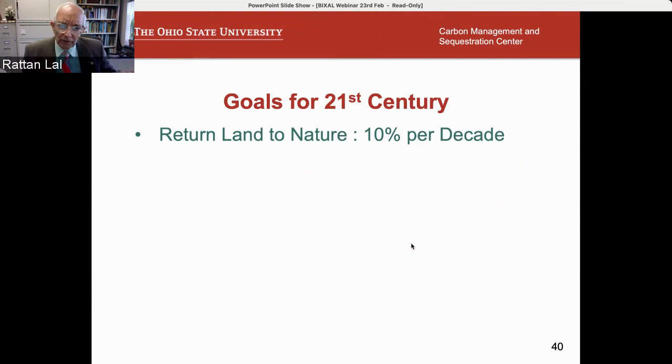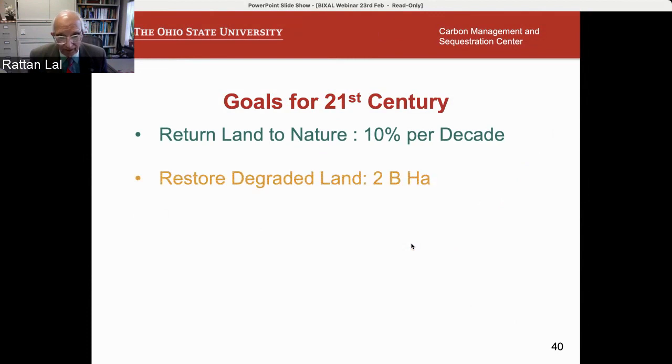So the goals for the 21st century globally: return land to nature. How much? 10% per decade out of 5 billion hectares. Every decade, 10% returned back to nature. Stick to that agenda. Restore degraded land. We have 2 billion hectares to get land degradation neutrality. If you are getting new degradation, 10 billion, restore at least 10 billion, preferably more.